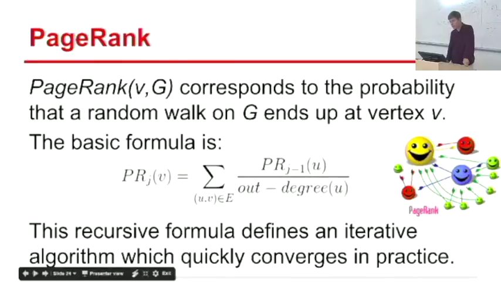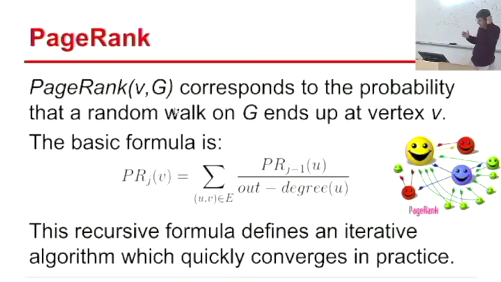PageRank, mathematically, is the idea that the PageRank of a vertex in a graph is designed to be the probability that if you did a random walk on the network, you would end up on vertex V. That's kind of what we'd like. If a vertex is more important, you're more likely to end there than otherwise. But isn't that just a measure of degree? Where does the quality come in? It's not completely a measure of degree.